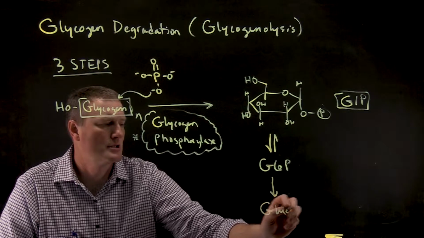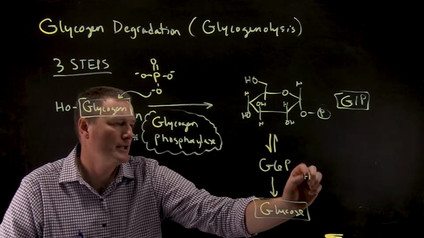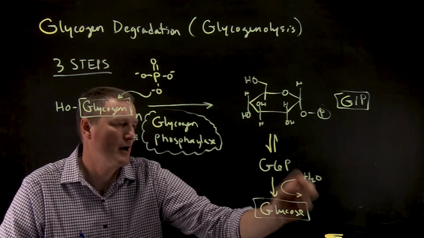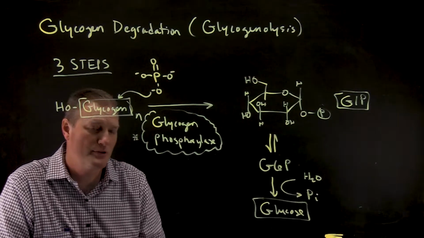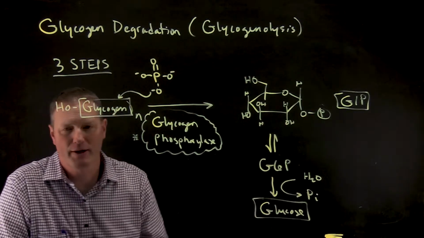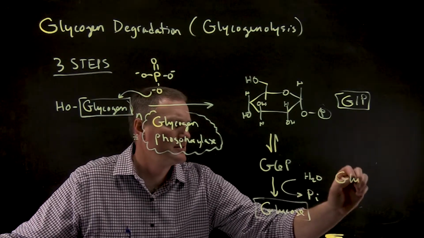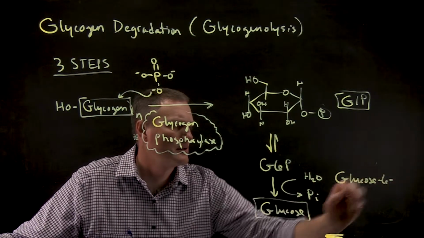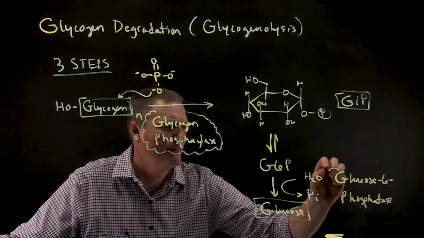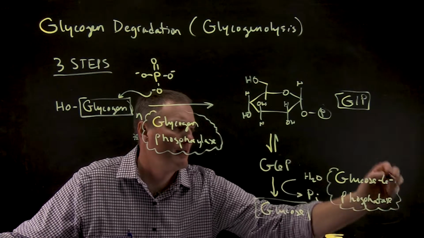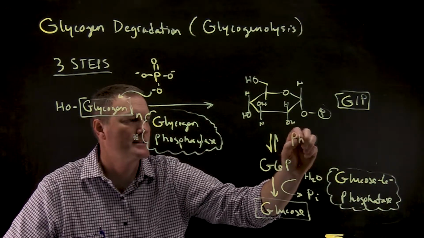glucose can finally be liberated with the action of water cleaving off the phosphate of glucose 6-phosphate. And that enzyme is one we've also seen before. This was in the pathway called gluconeogenesis. This is glucose 6-phosphatase. Let me just go ahead and put the name of the second step enzyme. This is phosphoglucomutase.